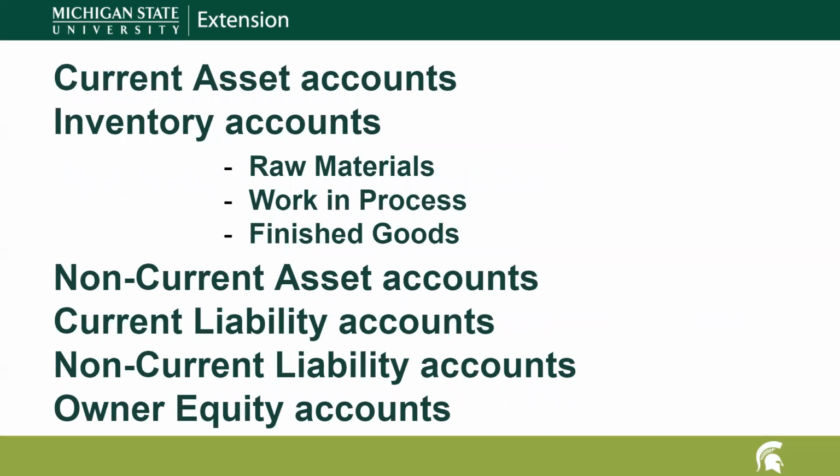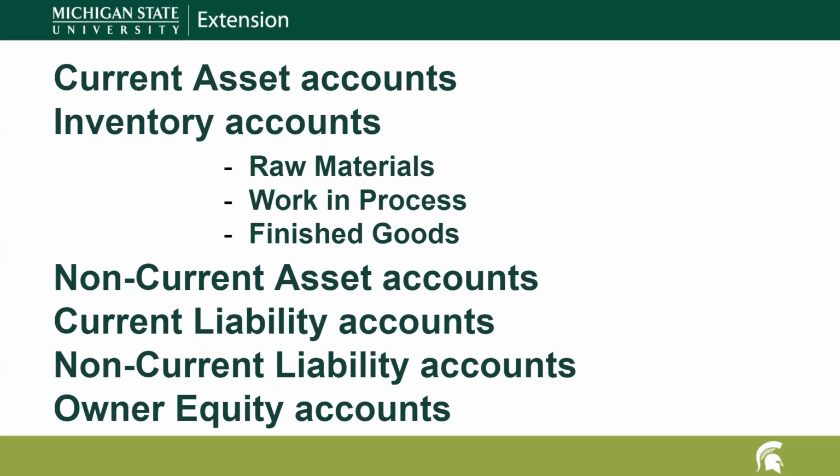Balance sheet accounts comprise current asset accounts that represent cash or items that can be converted to cash or used up in the normal operating cycle of the business. Inventory accounts, which are also current asset accounts, but are identified separately because of their importance, and can be divided in 3: raw materials, work in process, and finished goods.